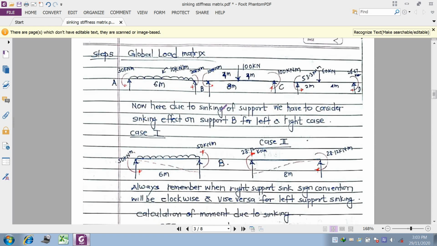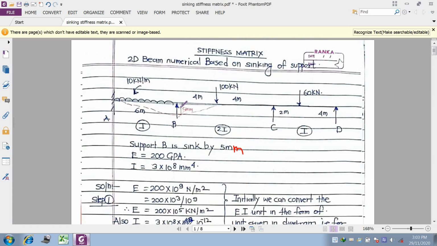Now here, due to the sinking of support, we have to consider the sinking effect on the support B for the left and right case. If you see that here B is sinking, the sinking effect will come from leftward to rightward. If you split the span AB, the sinking effect will come on the span end B, so it will be rightward for the span AB. Similarly, if you consider the span BC, it will affect the span at B, so it will come on the leftward side of the span BC.